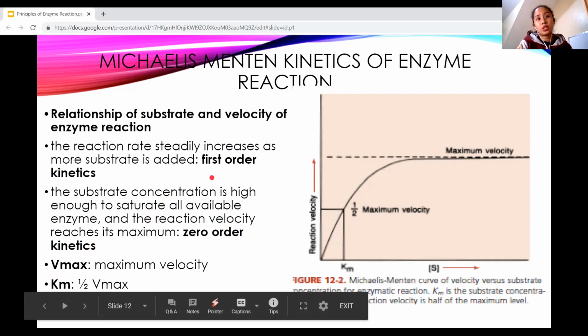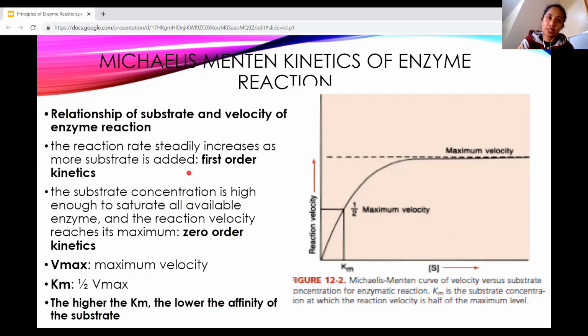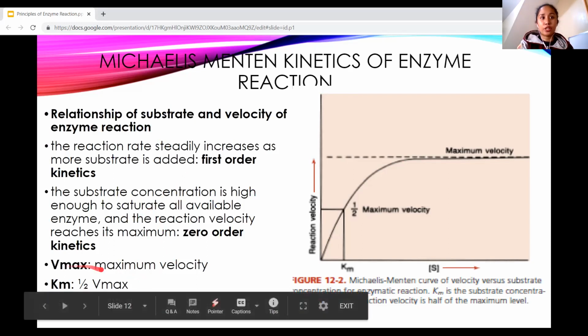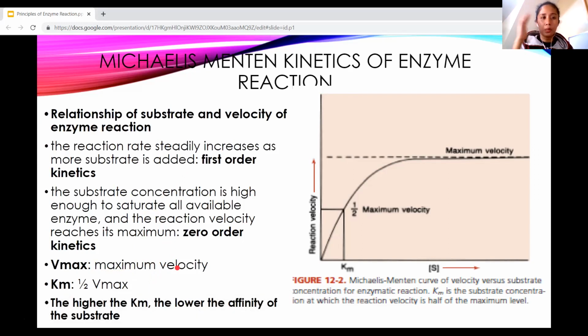So, we have first order kinetics. So, wala ka pang nalagay na substrate. And as you add more substrate, your rate of chemical reaction increases. But once your substrate has saturated all your enzyme, you will reach already a threshold of your maximum velocity. You will reach a limit of the maximum velocity and you call it a zero order kinetics. So Vmax stands for your maximum velocity, the speed threshold. Ibig sabihin yun yung limit, yun yung pinakamataas.